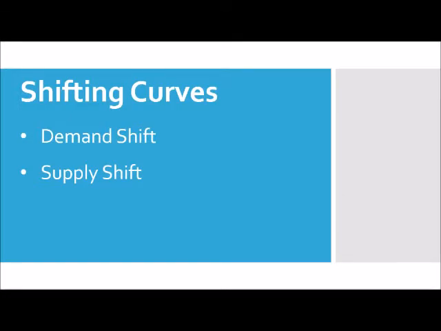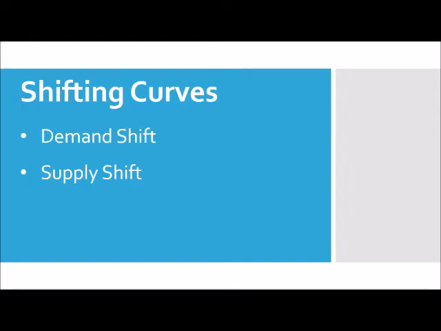All right, guys. So independently on their own, we've talked about shifting curves. We talked about what happens whenever a demand curve is shifted. We talked about BICEPS. Remember, buyers, income, complements, expectations, preferences, substitutes. We talked about all these different things. Same thing with supply. We talked about what shifted a supply curve.